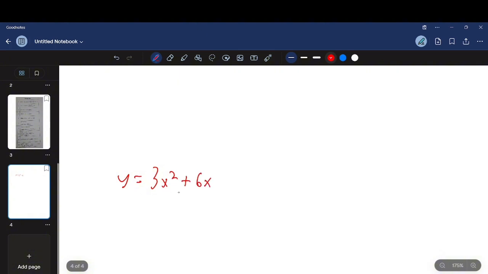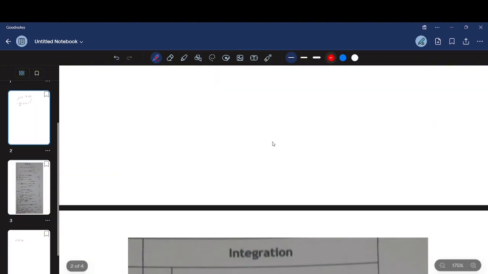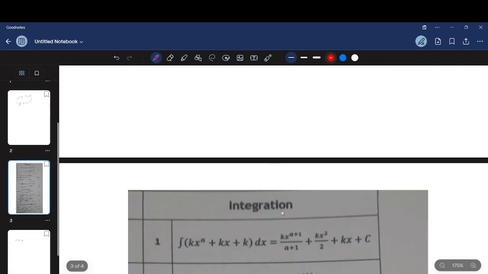So if I integrate it according to the formula, let's see which formula applies to it. This one. This formula would be good for it. Like we have kx to the power a, plus kx, plus k. So if I integrate using this formula, let's see what happens. It says add 1 to the power of x and divide the entire thing with the new power. Same thing goes here. For kx, the power of x here was 1, so they added 1 to the power which is 2 and they divided the entire thing with 2.